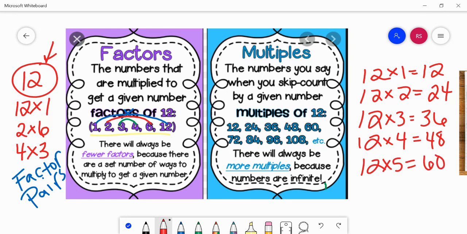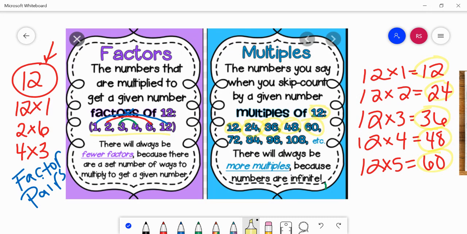And I can keep going: 12 times 6, 12 times 7, 12 times 8, 12 times 9, 12 times 10, right? And I can continue my list of multiples. But I just want you to notice that all of the numbers listed here when we skip counted are the same numbers over here when we multiplied 12 by each number. Because when we're skip counting, really what we're doing is taking our number and multiplying it by 1, then multiplying it by 2, right?